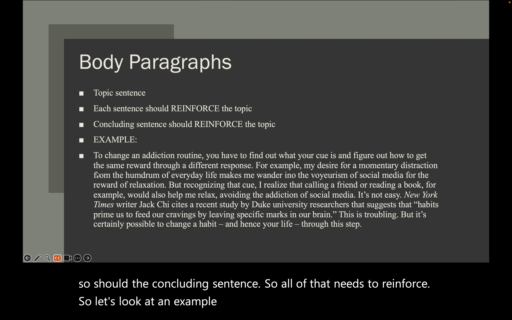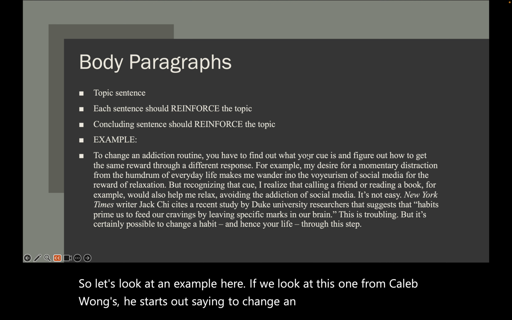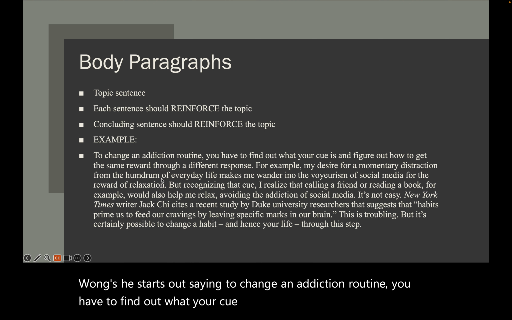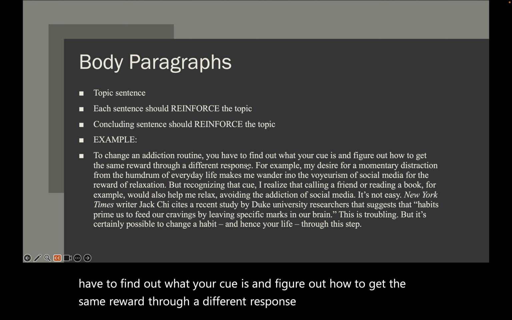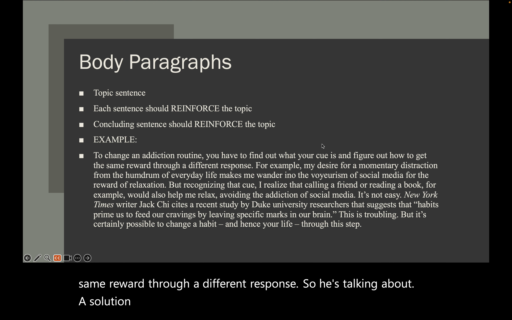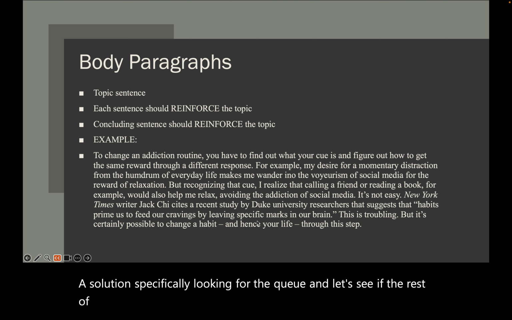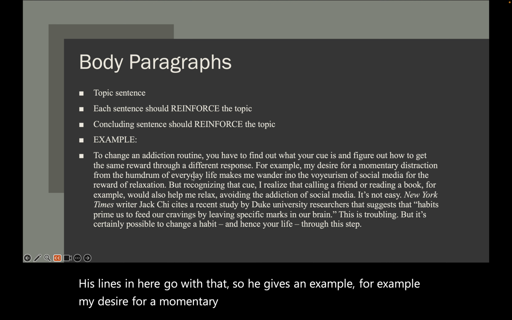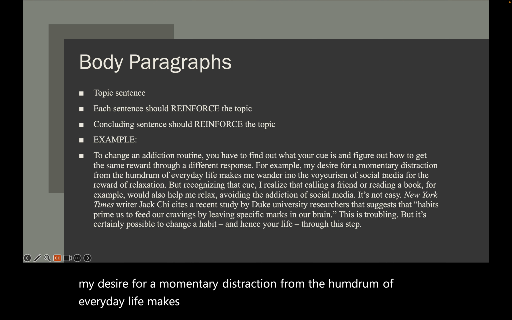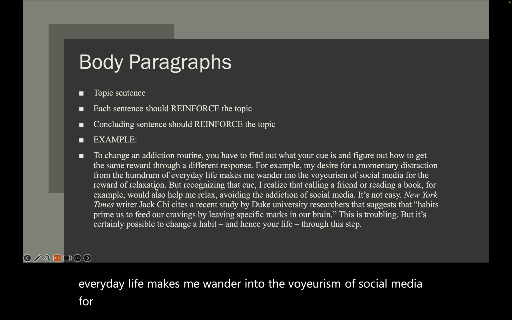If we look at this one from Caleb Wong's, he starts out saying, to change an addiction routine, you have to find out what your cue is and figure out how to get the same reward through a different response. So he's talking about a solution, specifically looking for the cue, and let's see if the rest of his lines in here go with that. So he gives an example. For example, my desire for a momentary distraction from the humdrum of everyday life makes me wander into the voyeurism of social media for the reward of relaxation. So that's an example, his own personal example, that talks about the cue for him.